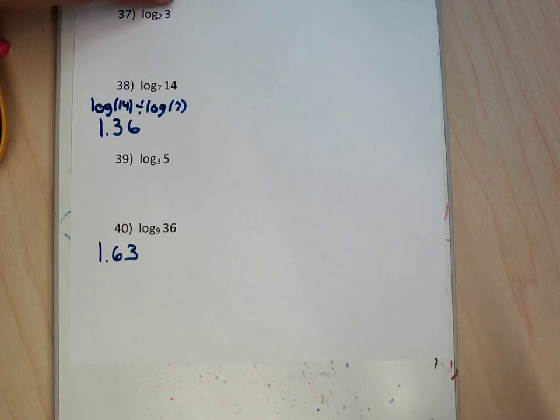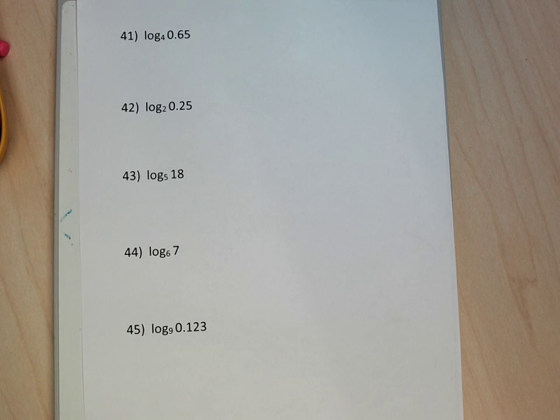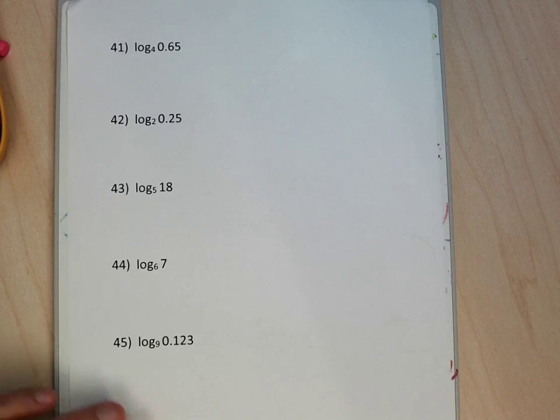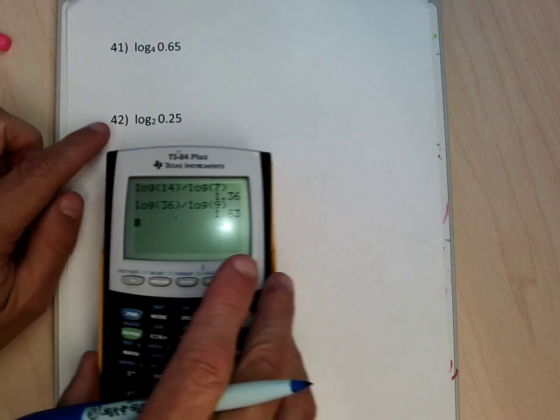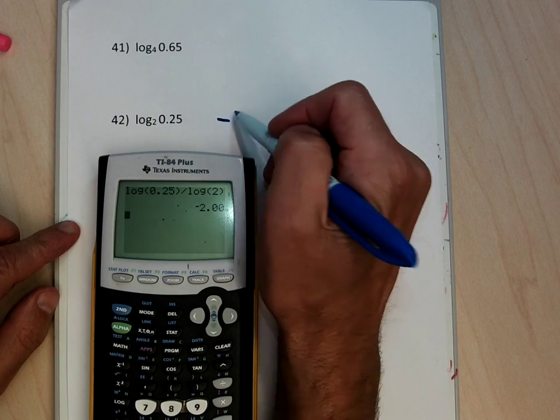And then just a few more problems and this part of the video will be over. I almost could have stuck this on the last half of the video, but it was already so long I didn't want to do that. So for 42, it might be a nice number. Log of 0.25 divided by log of 2. I get negative 2. I don't have to write that as a decimal.